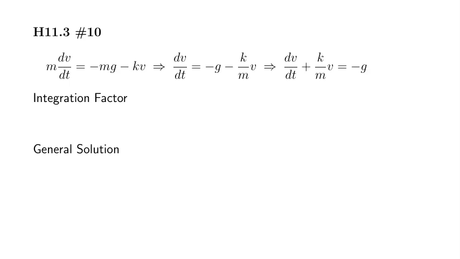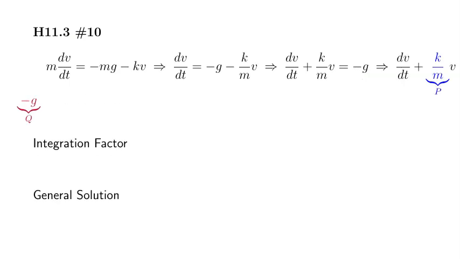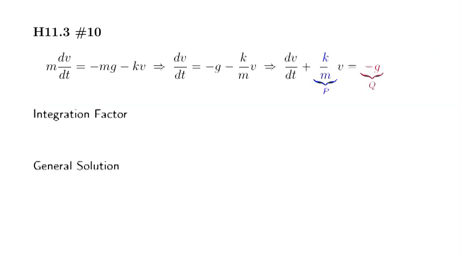Alright, and then what we're going to do is identify p and q. P is just the coefficient of v, and q is the right hand side. So if you do that, we get this. So p is k over m, and q is negative g.